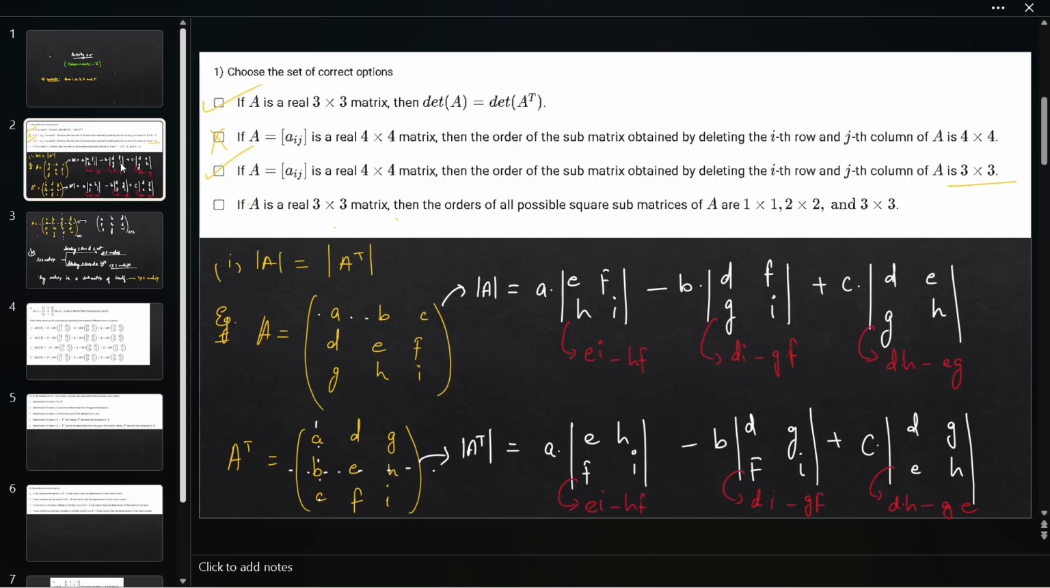That means option 2 is also correct. Option 4 is also correct. So this was all about question 1. Now let's move on to question 2.